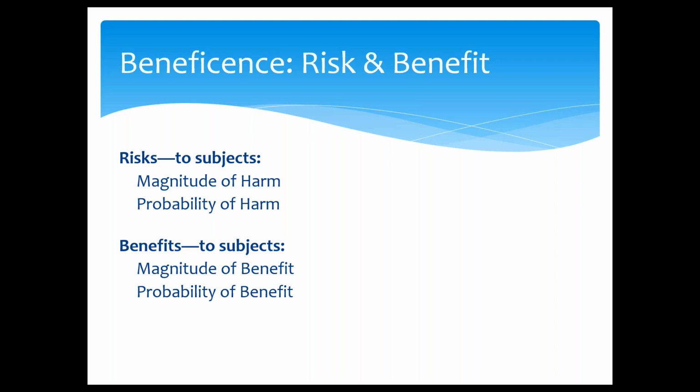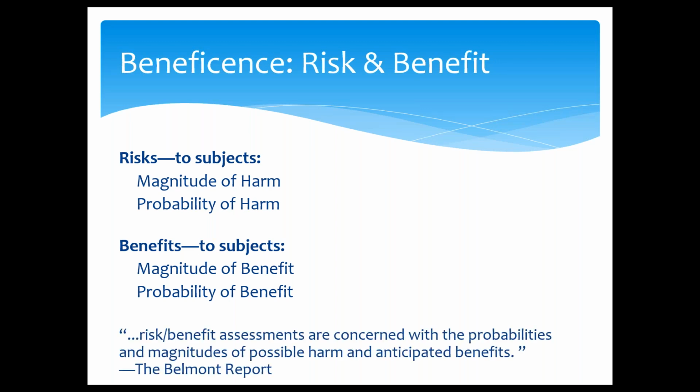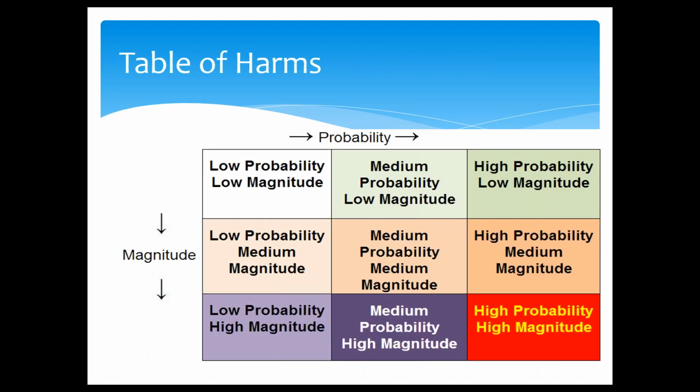You've got things that can be really bad that are going to happen very rarely, and you have things that might be moderately good happening all the time, et cetera. So this is where judgment really comes in. And as the Belmont report says, risk-benefit assessments are concerned with the probabilities and magnitudes of possible harms and benefits. Just to give you a sort of graphical representation, things can go from low probability, low magnitude benefit or harm to high probability, high magnitude benefit or harm.